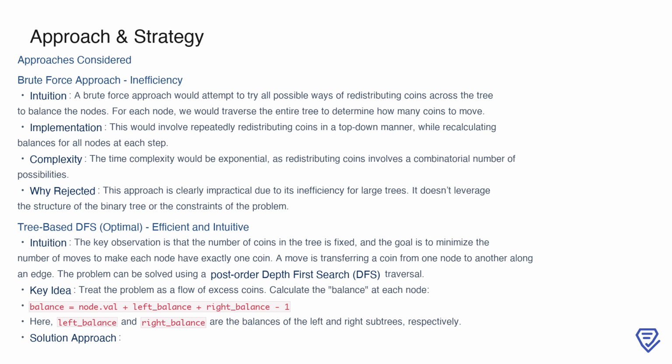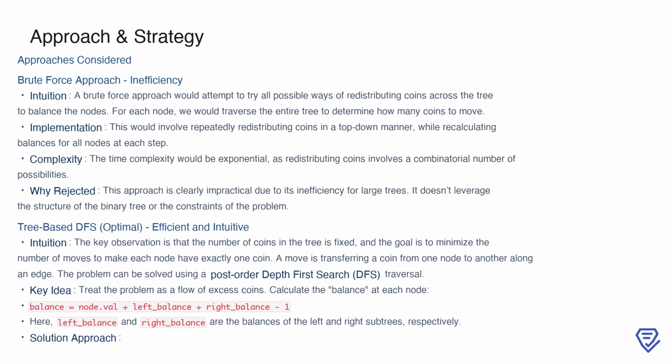On the other hand, the optimal solution leverages a tree-based depth-first search, or DFS, strategy. The intuition here is that the total number of coins in the tree is fixed. Therefore, the problem becomes minimizing the number of moves needed to ensure every node has exactly one coin. A move is defined as the transfer of a coin from one node to another along an edge.